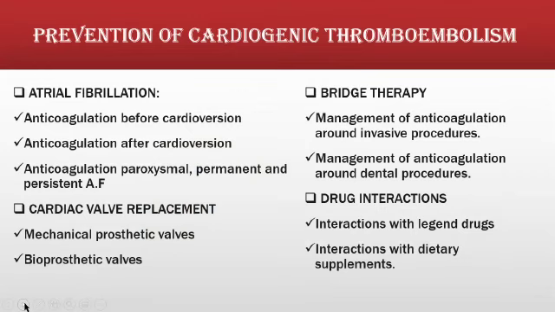In the first one, atrial fibrillation, three therapies can be done: anticoagulation before cardioversion, after cardioversion, and for paroxysmal, permanent, and persistent atrial fibrillation. Then under cardiac valve replacement, you can go with mechanical prosthetic valve or bioprosthetic valve replacement. Thirdly, we have bridge therapy, the topic I'm dealing with: management of anticoagulation around invasive procedures, then around dental procedures, and lastly drug interactions.